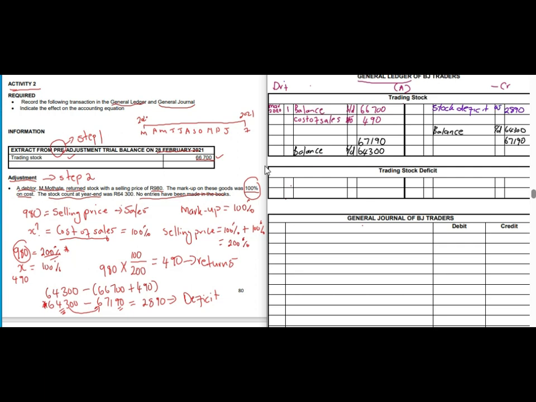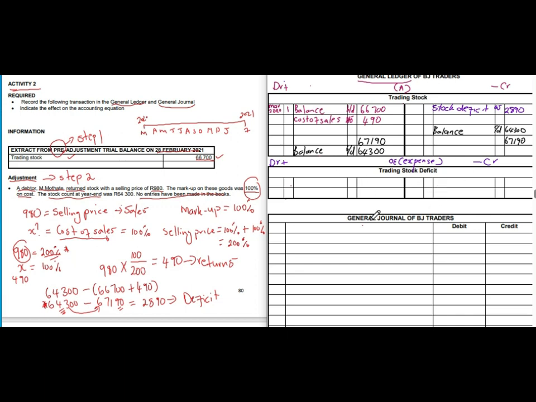And then it's going to go to GJ, general journal. And as I told you, guys, if one account is credited, another account must be debited. Our trading stock account is credited with trading stock deficit. And as we learned from our information, trading stock deficit is regarded as an expense account, and all expenses increase under the debit side while decreasing under the credit side. And we don't have any opening balance for our trading stock deficit from our pre-adjustment trial balance.